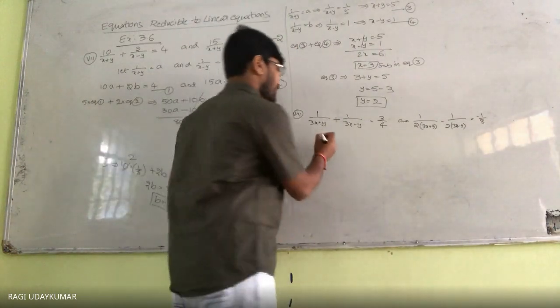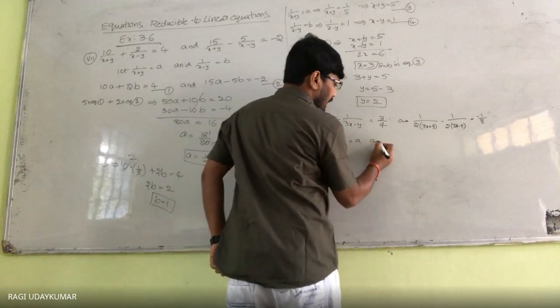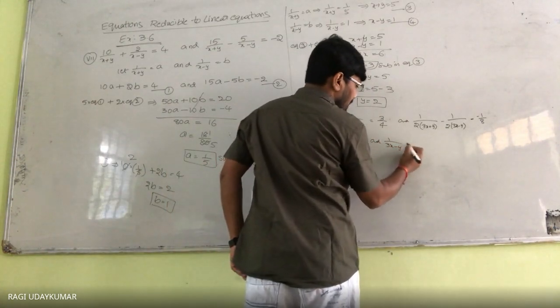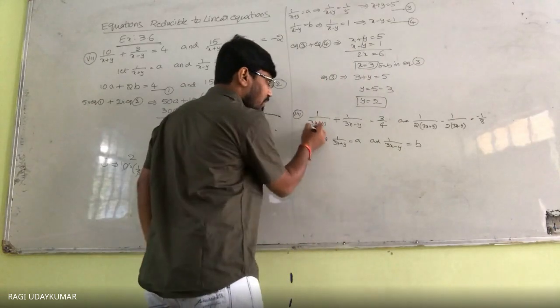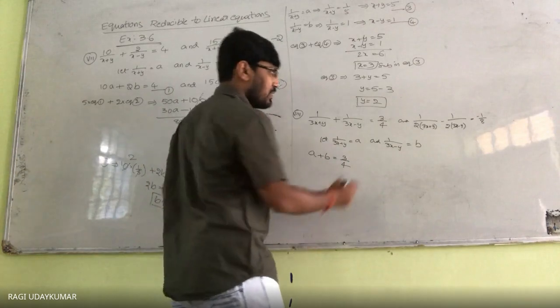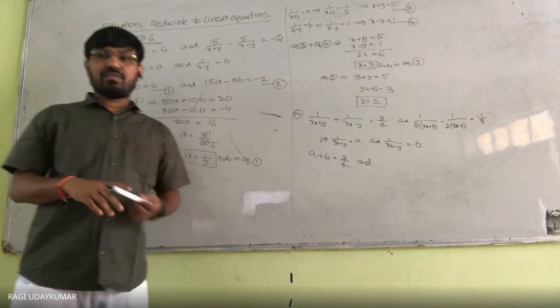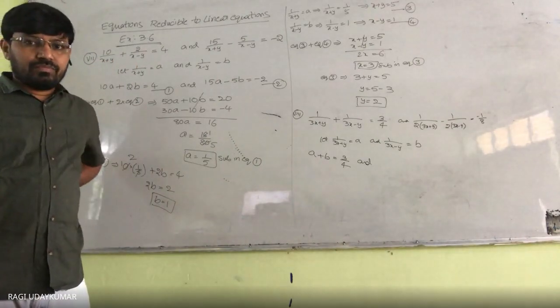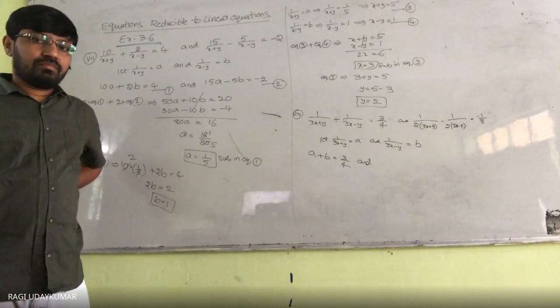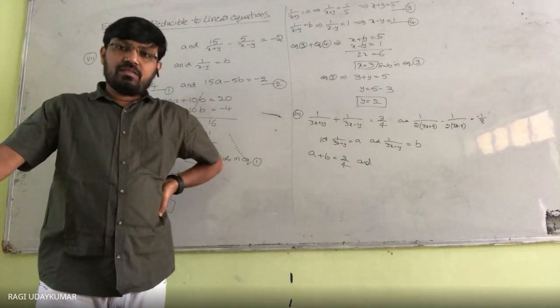Let 1 by 3x plus y be equal to a and 1 by 3x minus y be equal to b. So here what you get: a plus b is equal to 3 by 4. Can anyone tell what you get here? Most of the students will write wrong here. So it will be half a minus half b equal to minus 1 by 8.